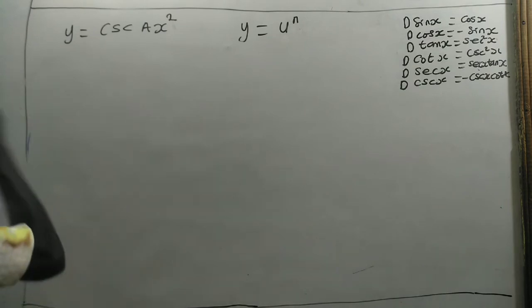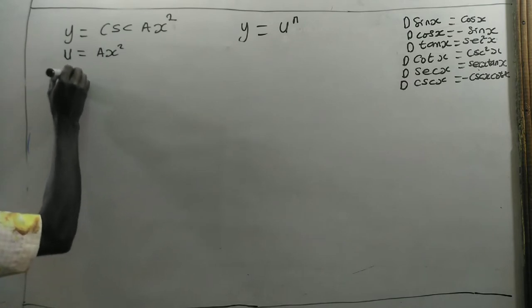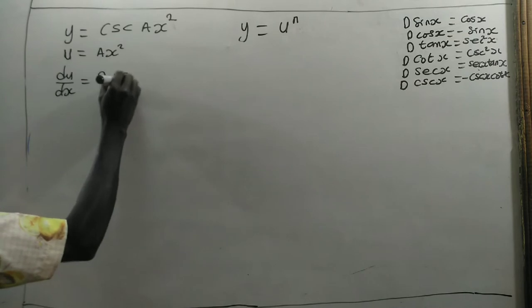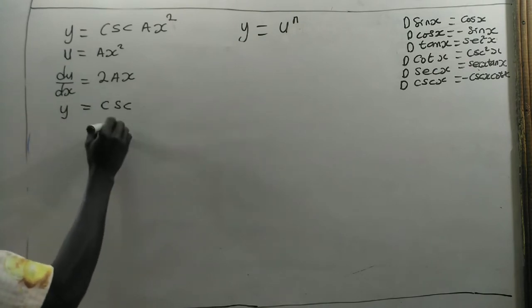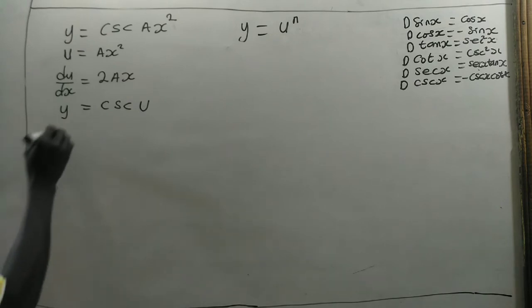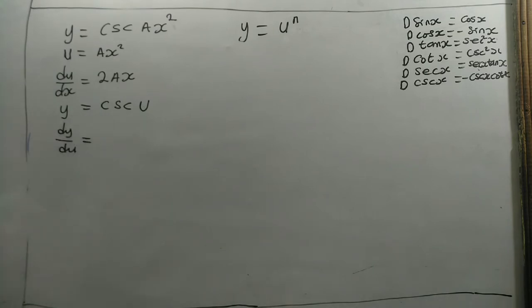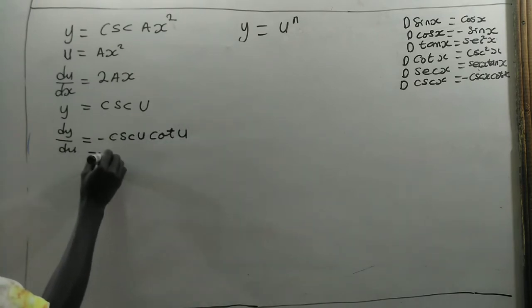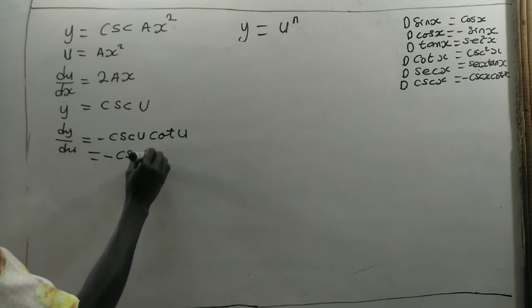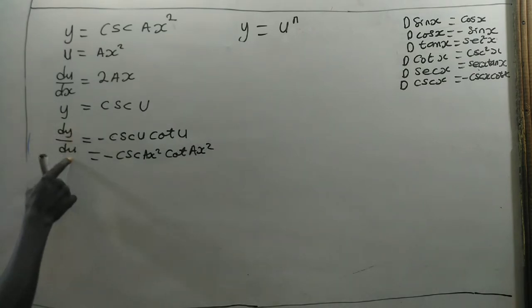So here, what are we going to do? We are going to say that u is equal to ax squared, and the derivative of u with respect to x is 2ax. And this implies that y is equal to cosecant u, and we are going to have dy on du. If you differentiate cosecant, you get negative cosecant cotangent. So we have negative cosecant u cotangent u, which is negative cosecant of ax squared cotangent of ax squared. That is our dy on du.